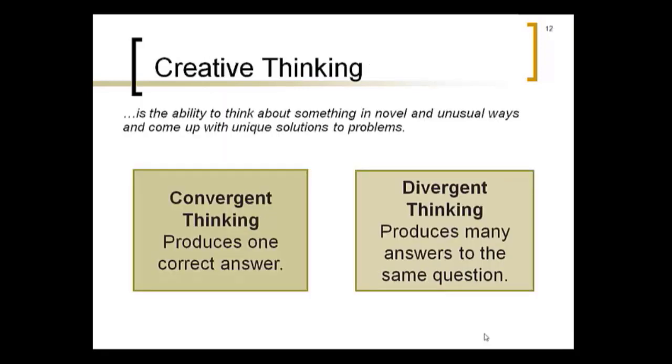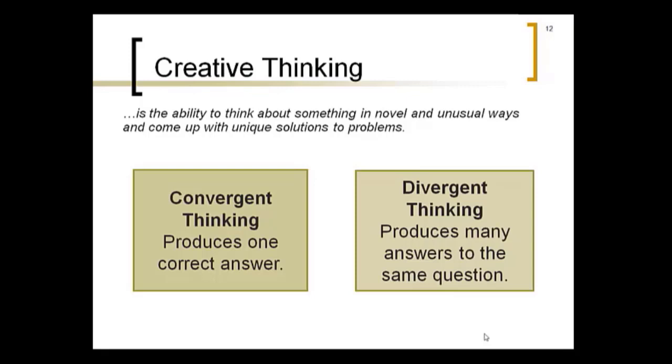All right, so we talked about critical thinking, about being able to evaluate the evidence. Creative thinking, on the other hand, is the ability to think about something in novel and unusual ways. So novel just means new. So we're going to think about something in a new way or a different way and come up with a unique solution to problems.